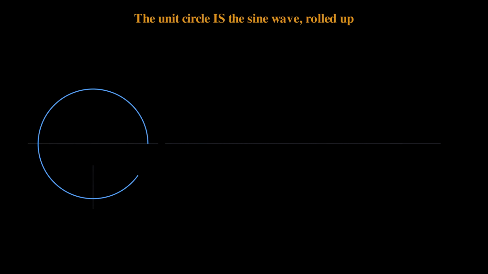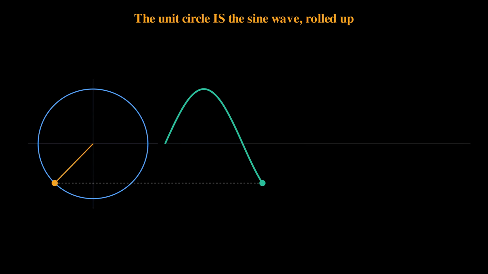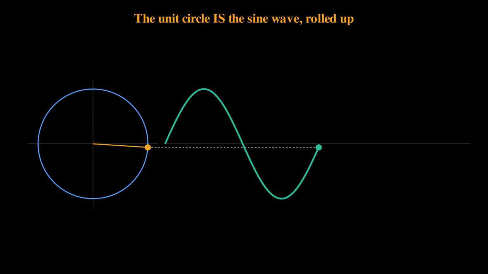Now the payoff this whole topic builds to. Keep your eye on the green dot's height, the sine of the angle, as the point travels around the circle. I'm going to carry that height across to the right and plot it against the angle. As the angle sweeps round, the height rises to 1 at the top, falls back through 0, dips to -1 at the bottom, and returns. And the trail it draws on the right is the sine wave. The circle didn't just relate to the wave. Unrolled along the angle, the circle is the wave. Every wiggle of sine is the shadow of a point going round.